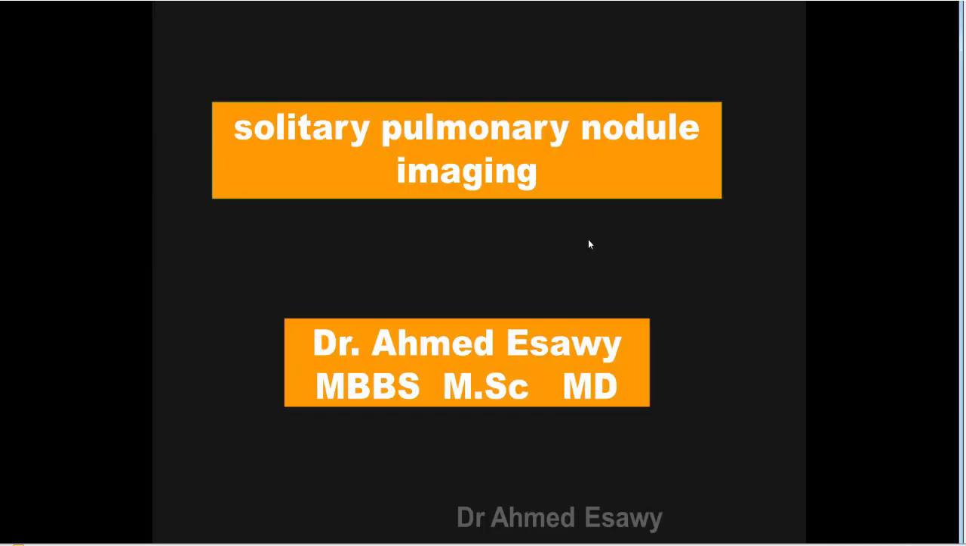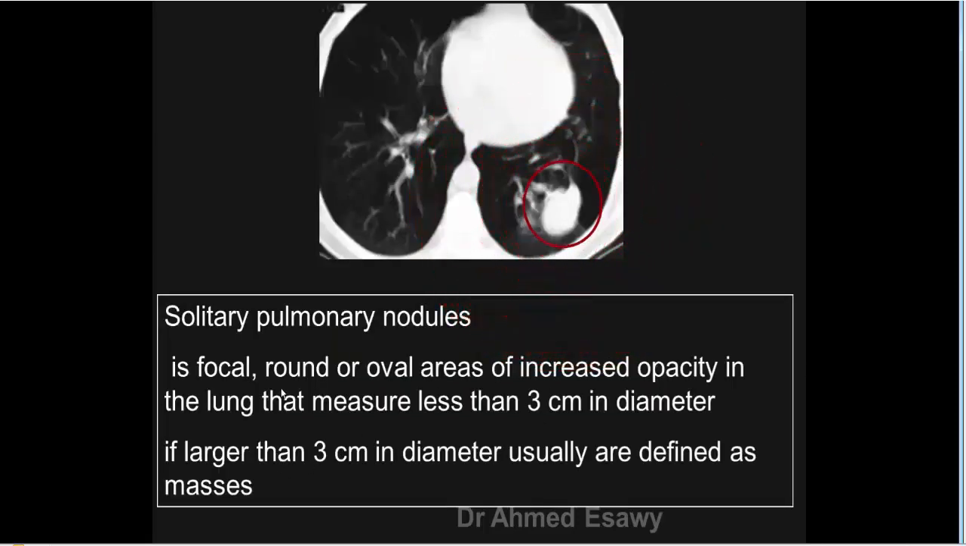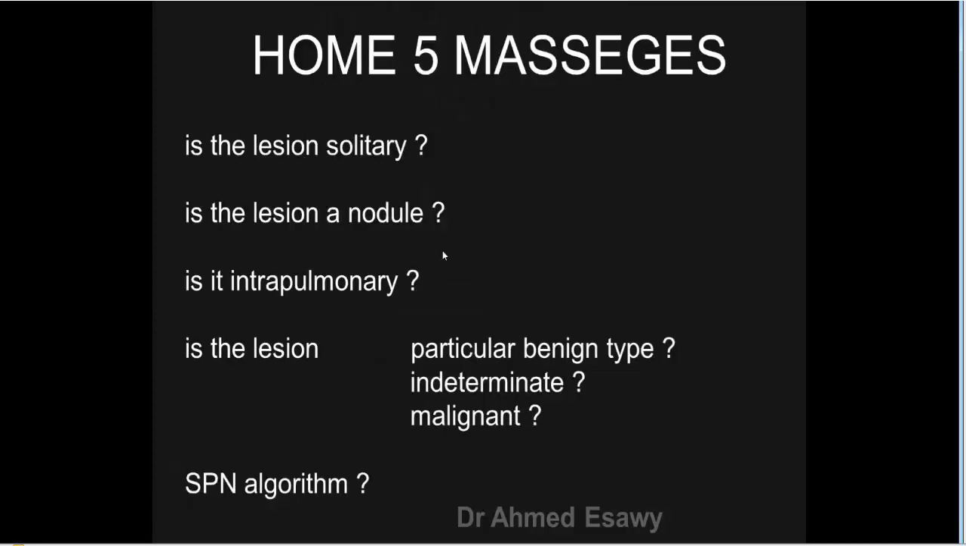Solitary pulmonary nodule imaging. Solitary pulmonary nodules are defined as focal round or oval areas of increased opacity in the lung that measure less than 3 cm in diameter. If larger than 3 cm, they are defined as masses. We have five questions in this lecture.